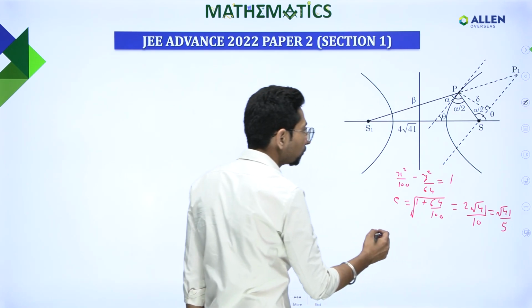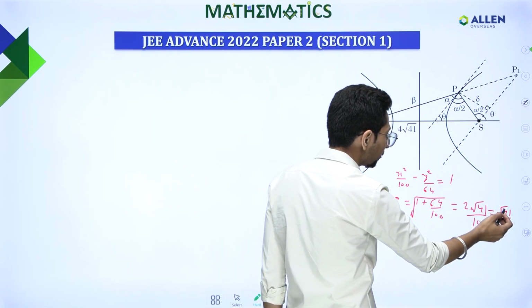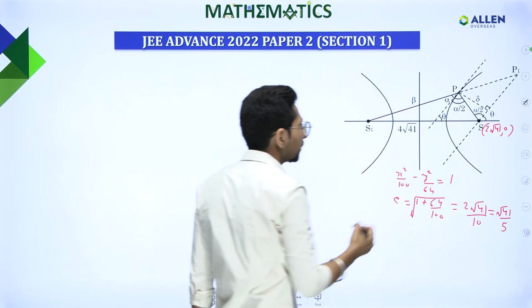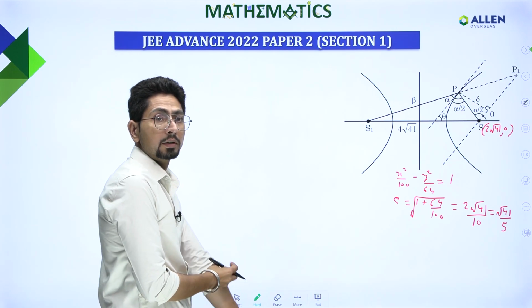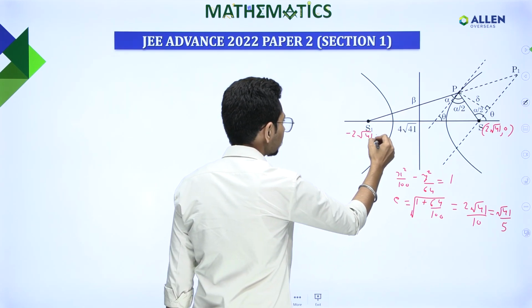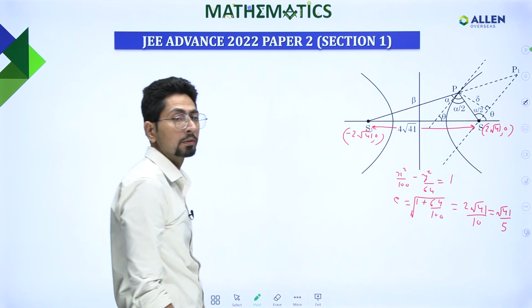So the coordinate of the focus will be ae comma 0, a is 10, 10 into root 41 by 5, that is 2 root 41 comma 0. Now similarly, the other will be minus 2 root 41 comma 0. That's why the distance between these two foci is 4 root 41.